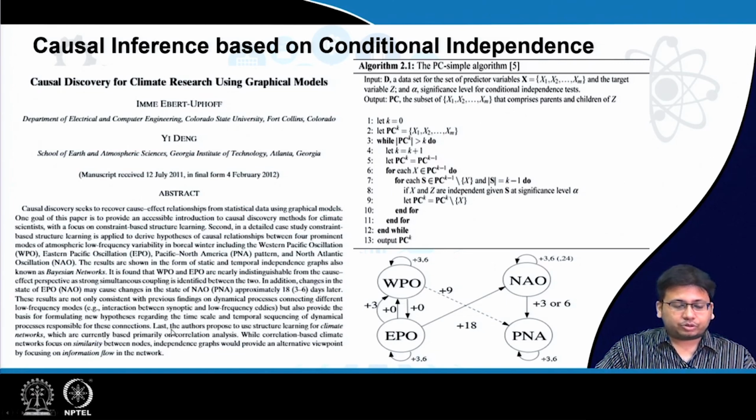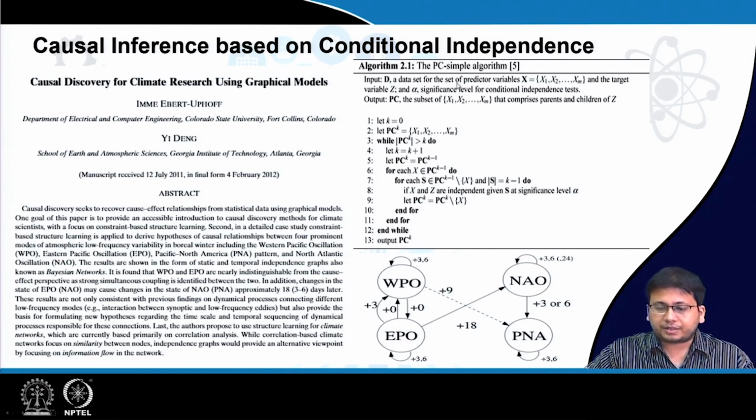Last, the authors propose to use structural learning for climate networks, which are currently based primarily on correlation analysis. While correlation based climate networks focus on similarity between nodes, independence graphs would provide an alternative viewpoint by focusing on information flow in the network.